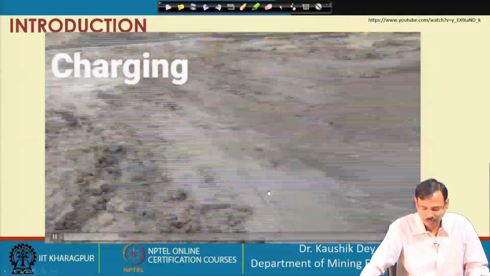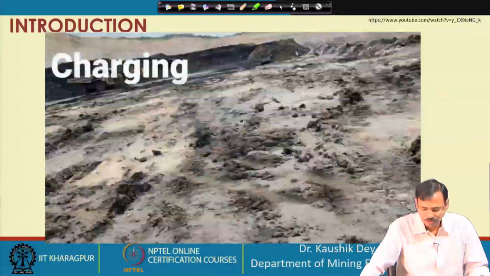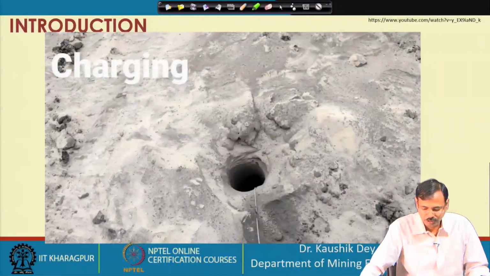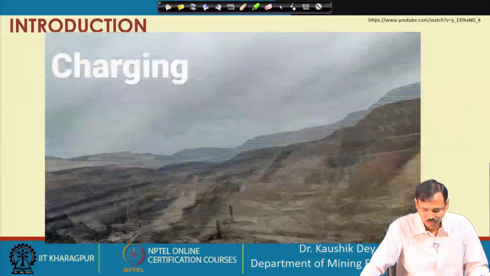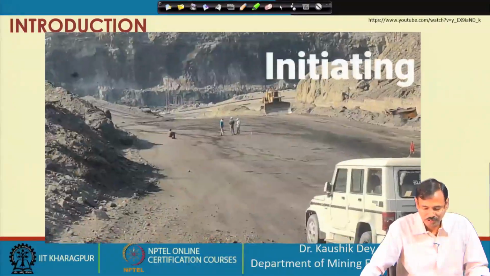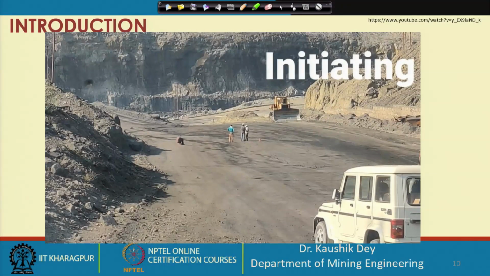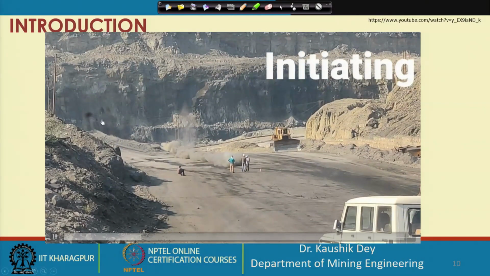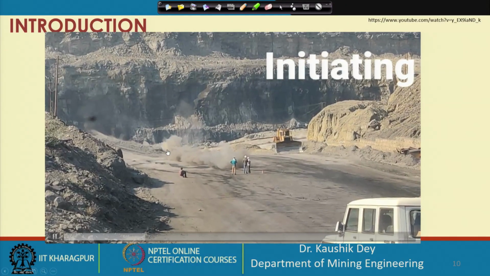Explosives are placed, and these are the surface connections using the nonel. This is the bulk explosive truck used to place the explosive inside the hole. Connections are made, and you can see now the stemming is carried out, that is, sand and rock mass is placed, and now they are going to blast it. You can see blasting is carried out, this is the detonating fuse part, and actual blasting is carried out in this bench.